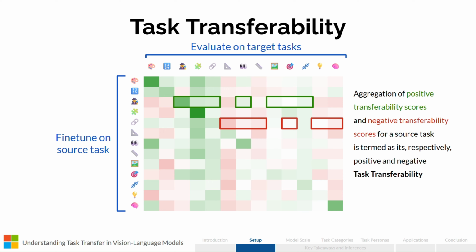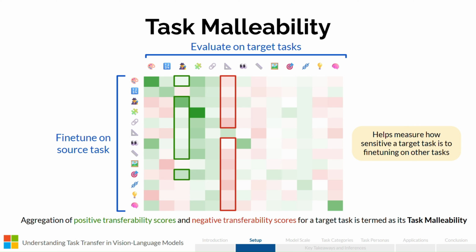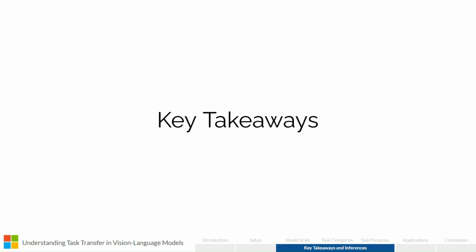This gives a general sense of how much that task transfers to all the target tasks. Similarly, we can define negative task transferability. In similar lines, we also define malleability. So the aggregation of transferability scores in a column can be called the task malleability. It helps us measure how sensitive a target task is to fine-tuning on other tasks. A high value would mean it benefits a lot from them, and a low value would indicate deterioration from other tasks. So this setup helps us make several inferences and key takeaways, which I will now touch upon.